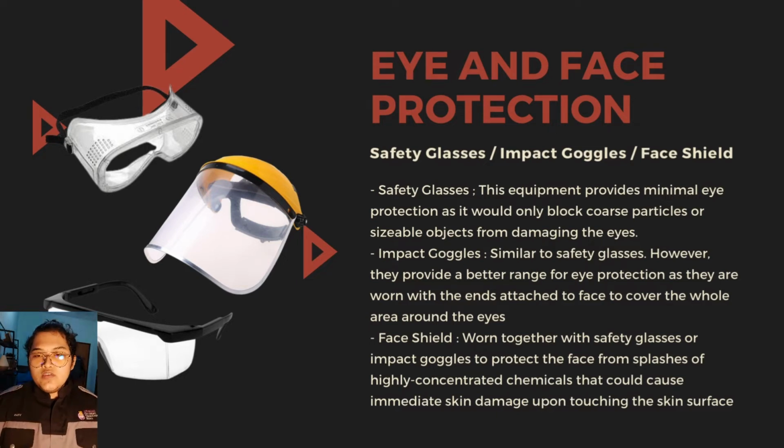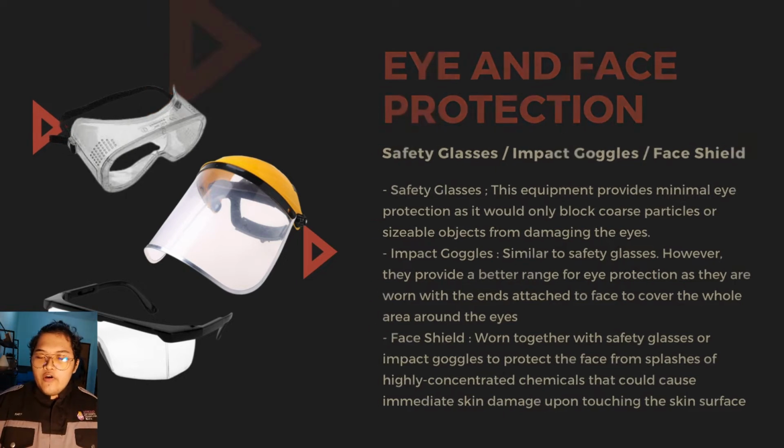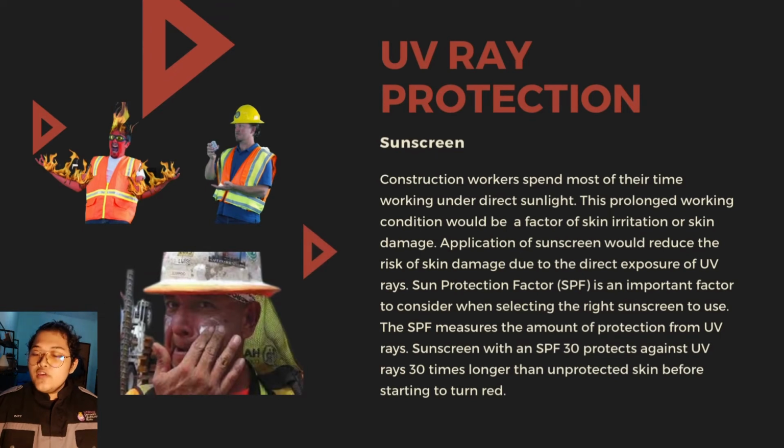Now we will discuss on a not so common type of PPE, which is for UV ray protection, where sunscreen is used. Construction workers spend most of their time working under direct sunlight. This prolonged working condition could be a factor of skin irritation or skin damage. Application of sunscreen would reduce the risk of skin damage due to the direct exposure of UV rays from the sun.